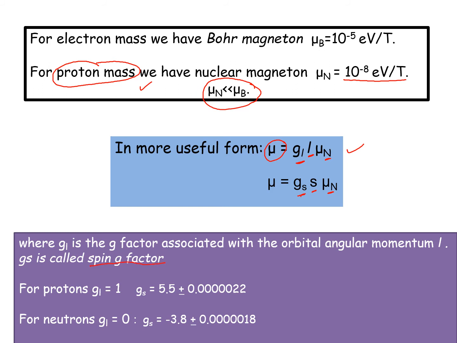For protons, we have GL equal to 1 and GS equal to 5.5 plus or minus a small change in the spin G factor. And similarly for neutrons, GL is equal to 0 and GS is equal to minus 3.8 plus or minus this small value.